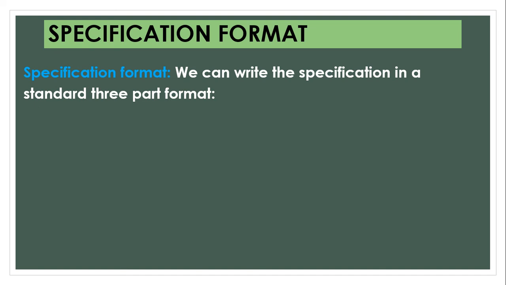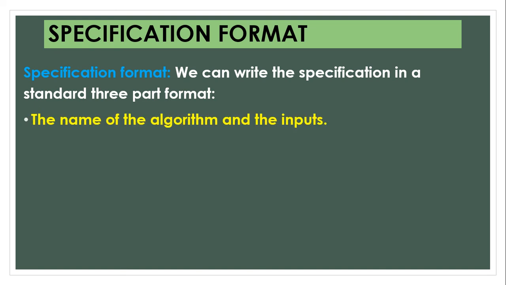So we can write the specification in the standard 3-part format. What are the 3 parts? You know that the first part is the name of the algorithm and input. What name do we give this algorithm? The name is your wish, you can give any name. It is related to your problem. If we keep it problem related, we can easily identify it. Then next to the problem name, whatever inputs we are going to use, we have to mention the variables of that input.